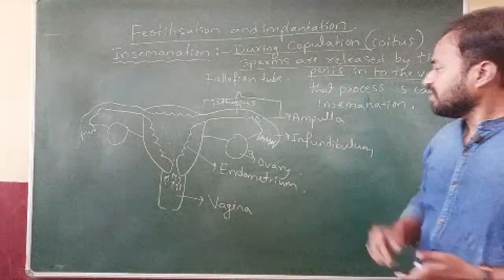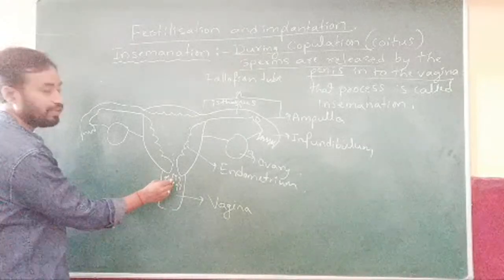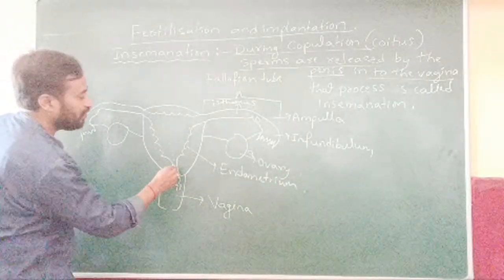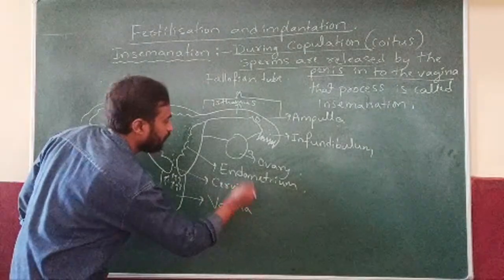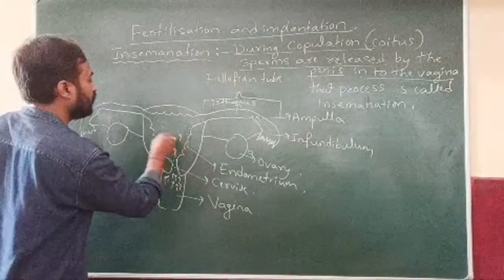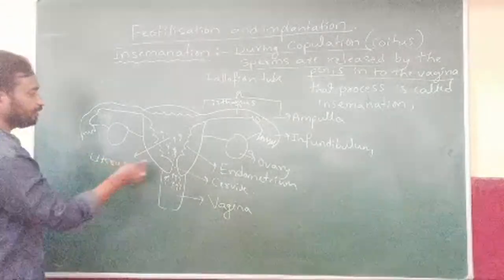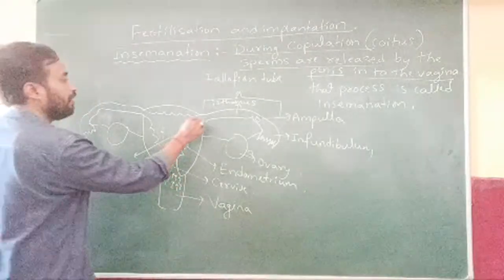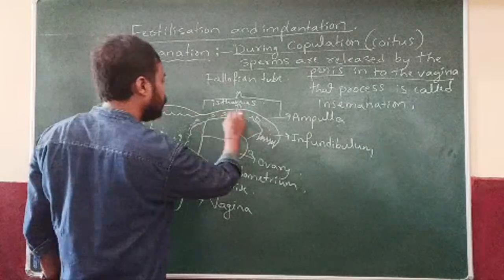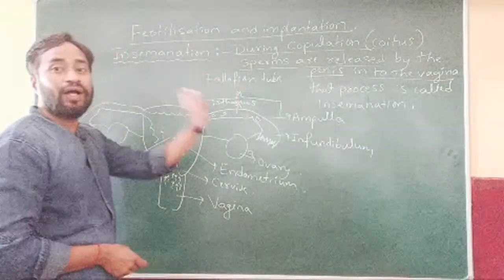It naturally takes place like this. When sperms are released into the vagina, they travel through a narrow region called the cervix, and after they enter the cervix, they start traveling through the uterus. They keep on moving through the fallopian tube or the isthmus region, and they ultimately reach the ampulla region.